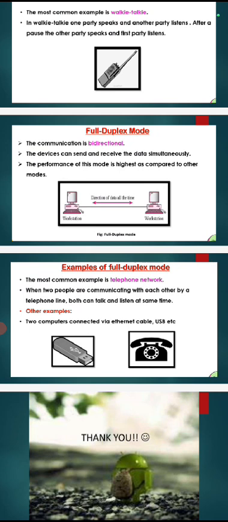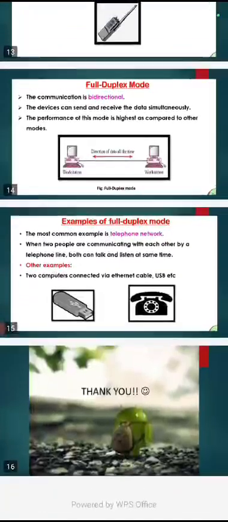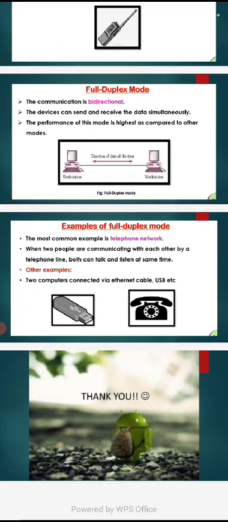Next is full duplex mode. This communication is bidirectional, that is the device can send and receive data simultaneously at the same time. The performance of this mode is high as compared to other modes. An example is two computers connected via Ethernet cable, USB, etc. These are some of the examples of full duplex mode.